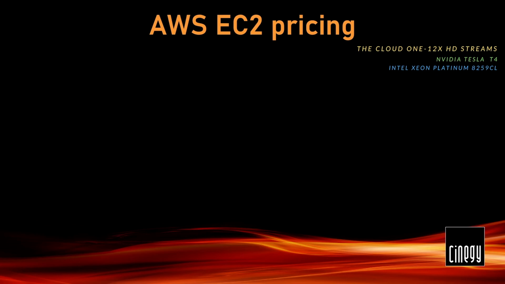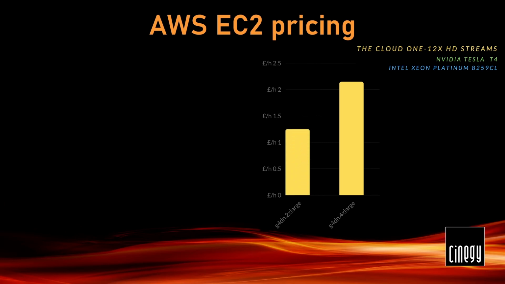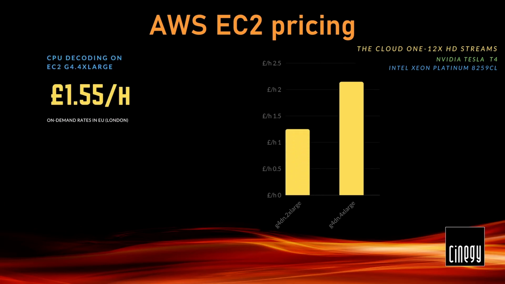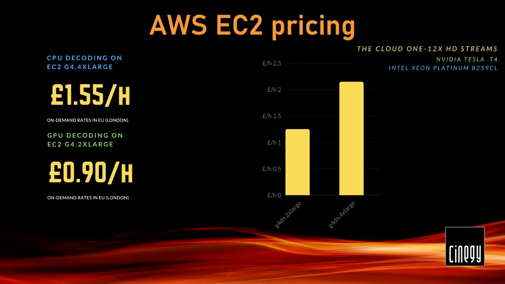Running all your decoding for 12 streams on CPU only at a comfortable load would require at least a G4 4x large instance at £1.55 per hour. GPU offloaded decoding for the same number of streams is already an option for roughly half of that price with G4 2x large instances. And with the optimizations introduced, it leaves even more CPU headroom to neatly carry out other operations. If you don't care about headroom, you could potentially get away with a G4 x large at even lower rates.